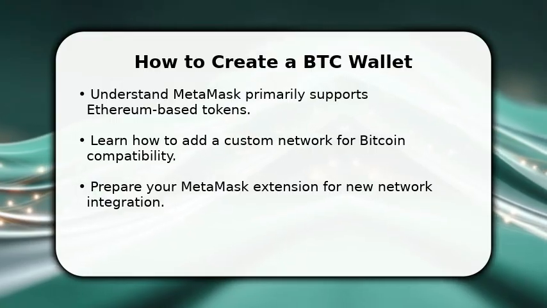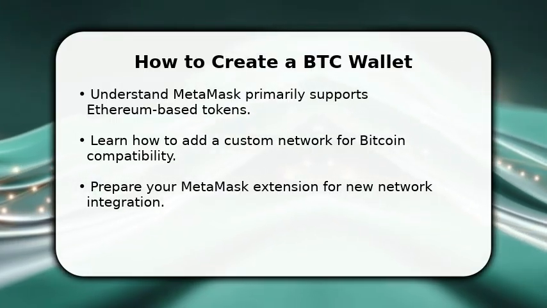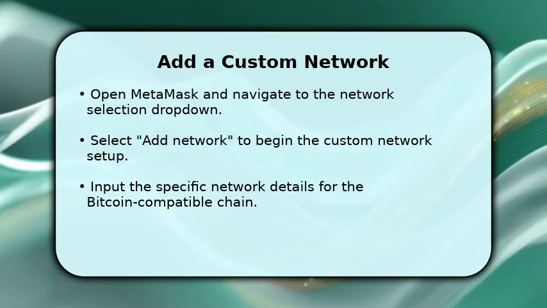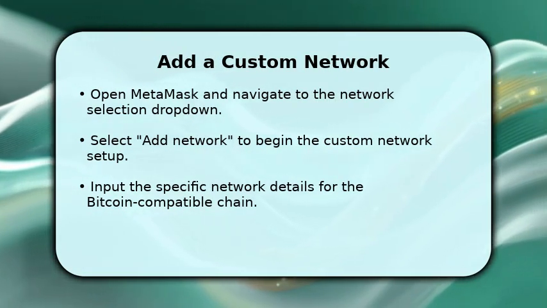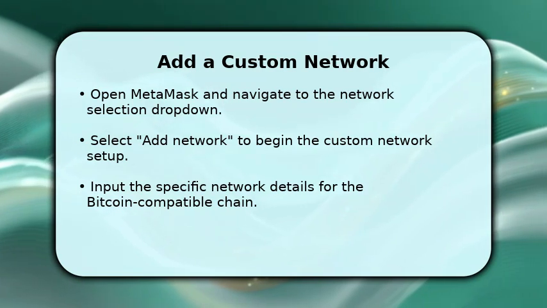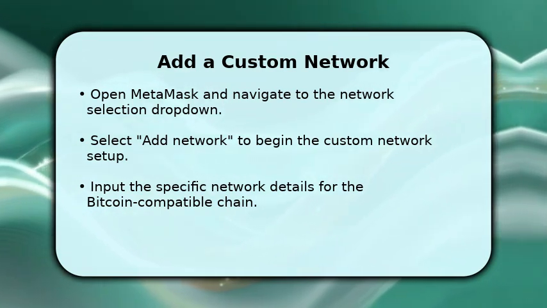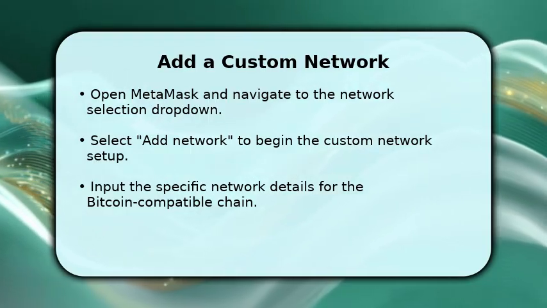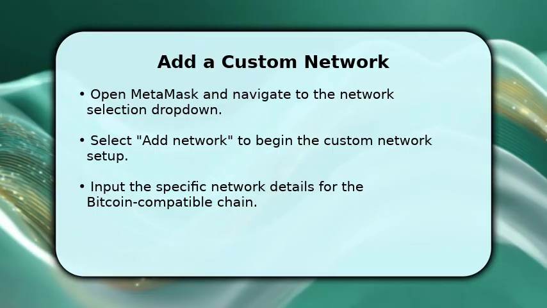Ensure your MetaMask extension is installed and ready to go before proceeding with network configuration. Next, open your MetaMask wallet and locate the network selection drop-down at the top. Click on it, then choose the Add Network option. This will open a new window or tab where you can input the details for a custom network.